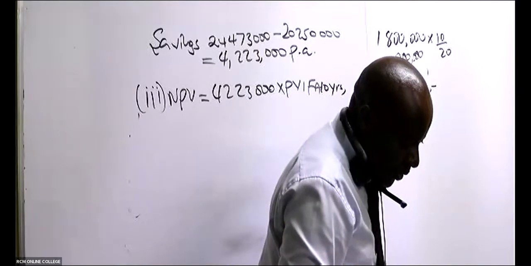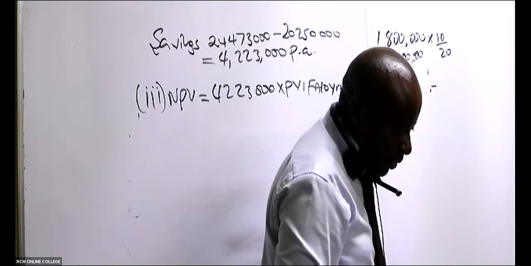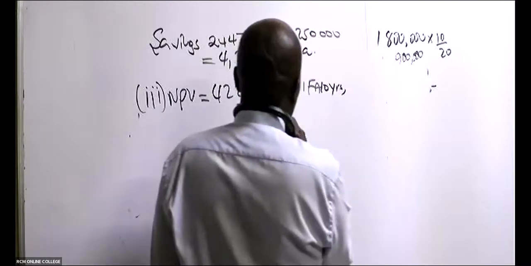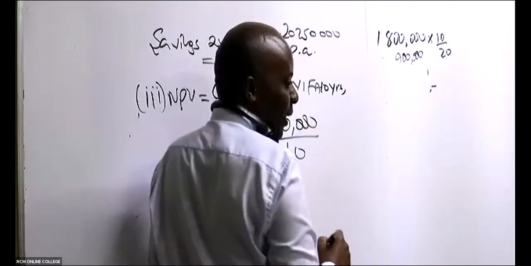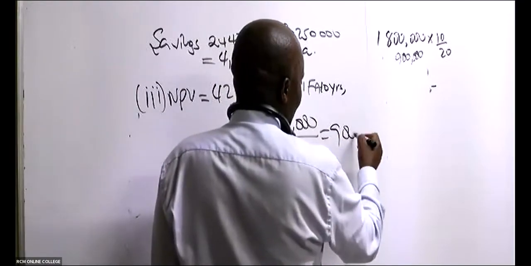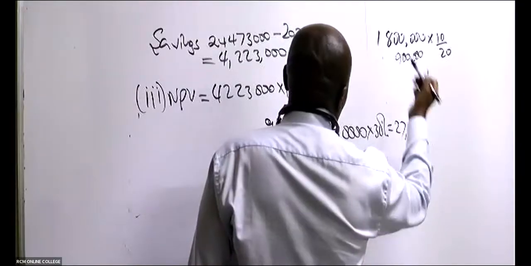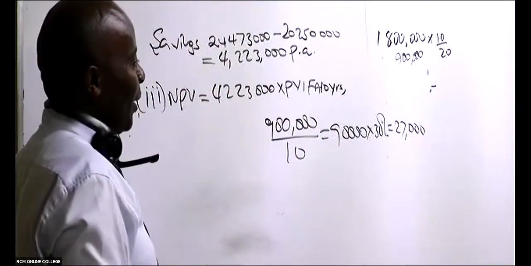I don't know whether I took it as 270,000. It was 900,000, that flotation cost, but we divided this by 10, so we got 90,000 times 30%. That is how we got that 27,000. Thanks for asking. That's how we got the 27,000.